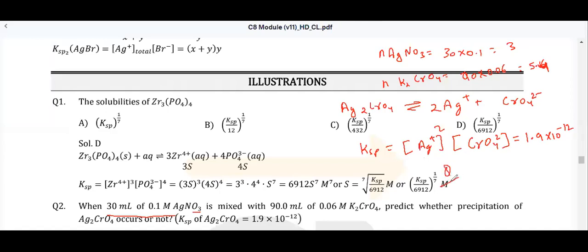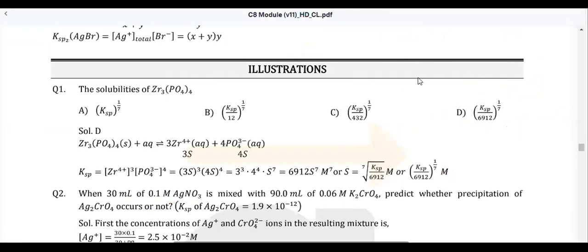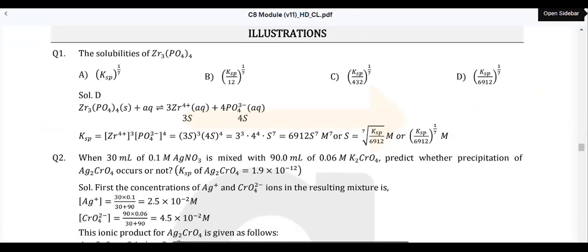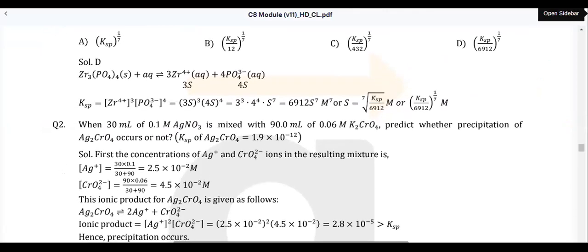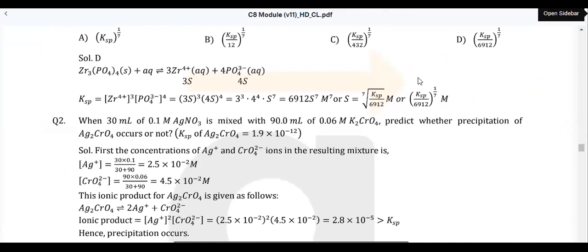So we just have to find Q, which is concentration of Ag plus whole square into concentration of CrO4 2 minus. Now, concentration of Ag plus is the number of moles of Ag plus, which is 3 millimoles, divided by volume. Volume is 90 plus 30, which is 120, and the milliliters cancel. You can get the concentrations of Ag plus and CrO4 2 minus, multiply them, and check whether it is greater or less than Ksp. Here it is greater than Ksp, so yes, precipitation will occur.